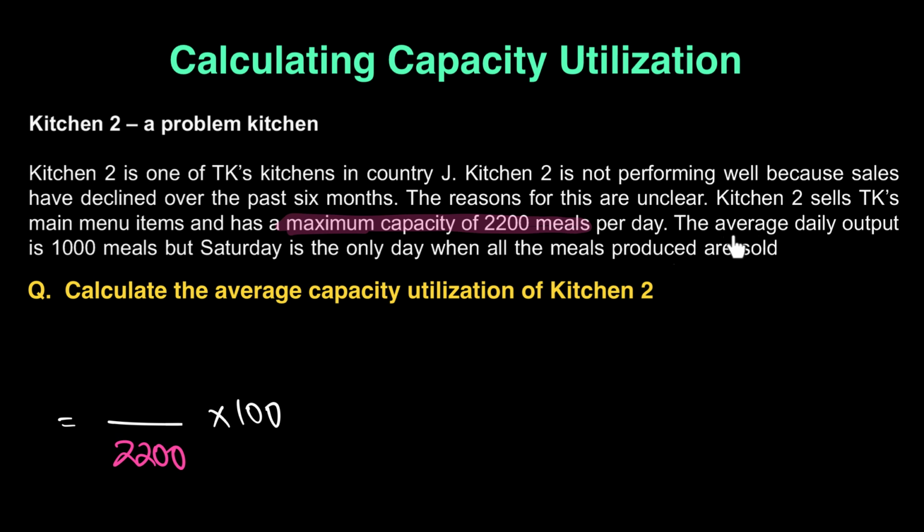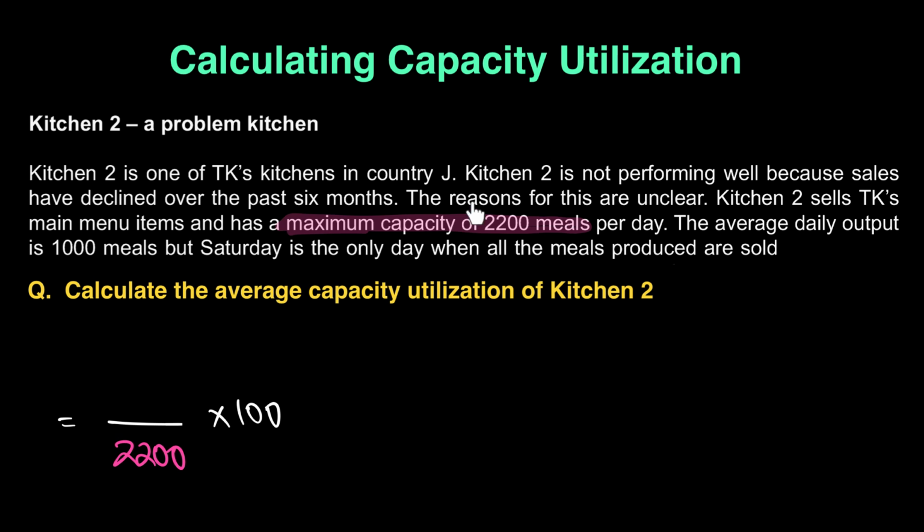Now, the question asks us to calculate the average capacity utilization of kitchen 2. And if you notice, they start here with the word average, so maybe the information that we need is coming up. The average daily output, so what you're able to create out of the 2200, is 1000 meals. But Saturday is the only day when all the meals produced are sold. Now, you might be thinking this might have a say in this whole equation, but think about this for a minute. They're talking about products that are being sold. That's a marketing issue. We are talking about capacity utilization, which is simply an operational issue.